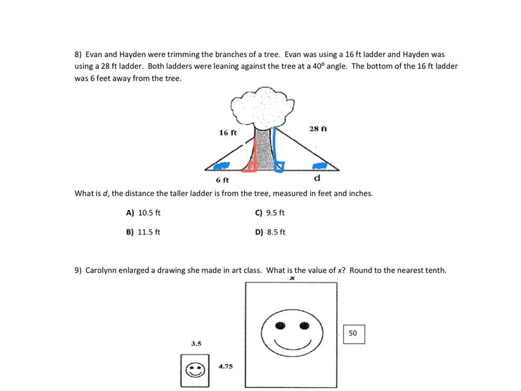Evan was using a 16-foot ladder, and Hayden was using a 28-foot ladder. Both ladders were leaning against the tree at a 40-degree angle. Again, for our purposes this time around, we don't need the 40 degrees. The bottom of the 16-foot ladder was 6 feet away from the tree. What is D, the distance the taller ladder is from the tree, measured in feet and inches?